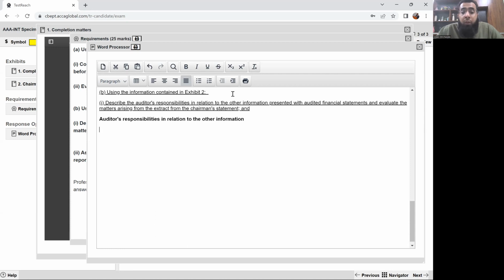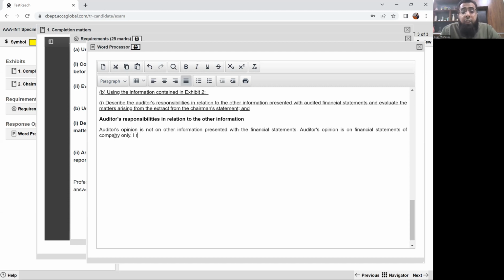So first of all, describe the auditor's responsibility in relation to other information presented with the audited financial statements. Auditor's opinion is not on other information presented with the financial statements. Auditors are directly responsible for financial statements only. Auditor's opinion is not on other information presented with financial statements. Auditor's opinion is on financial statements of the company only.